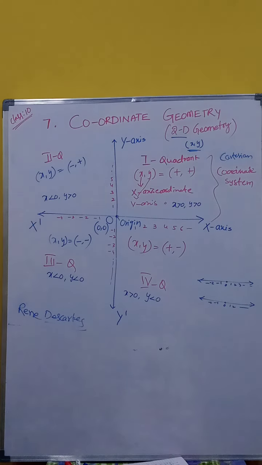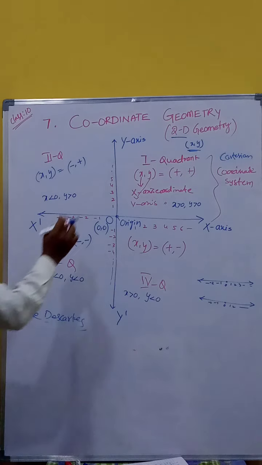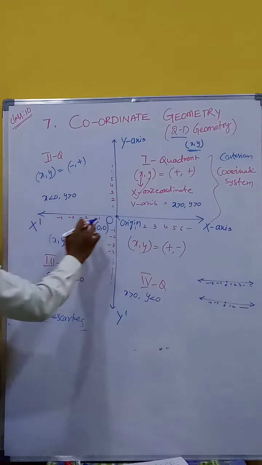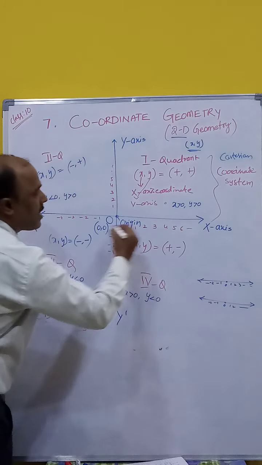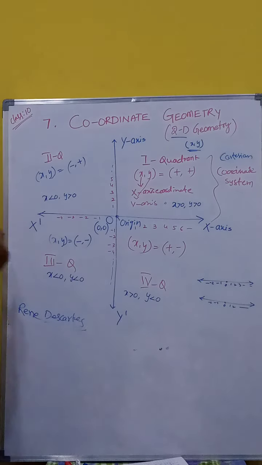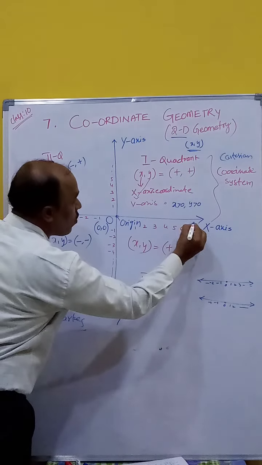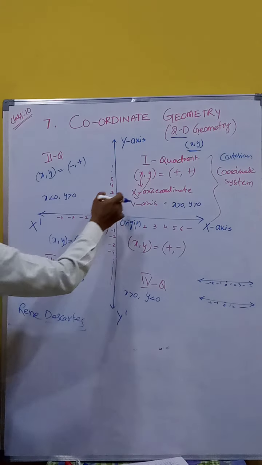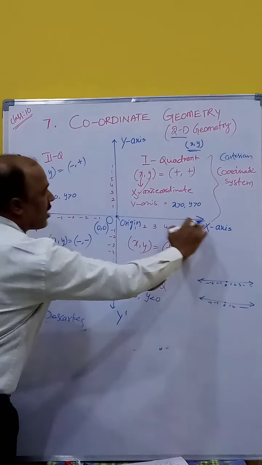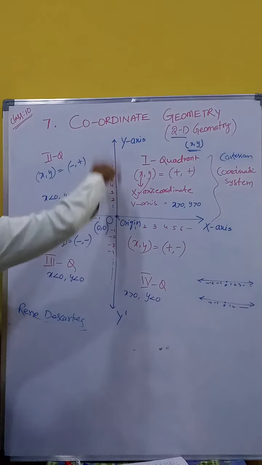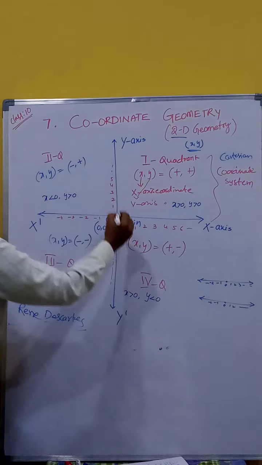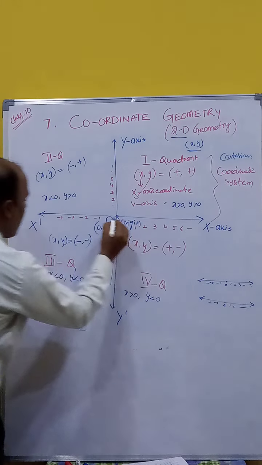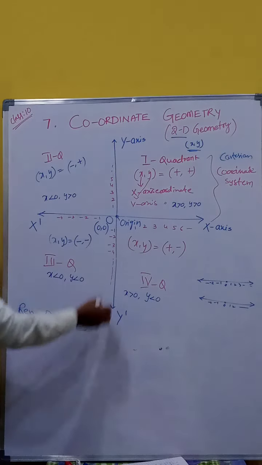Same way, the distance from the y-axis: all these points, 1, 2, 3, 4, 5, that is x-axis points, and here also negatives. This is the x coordinate. From the y-axis, whatever the distance is, that is the x coordinate. From the x-axis, whatever the distance is, that is the y coordinate. Here, this is the x coordinate and this one is the y coordinate.